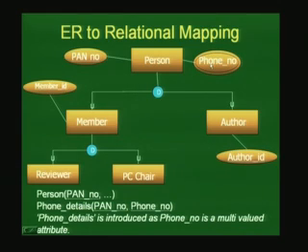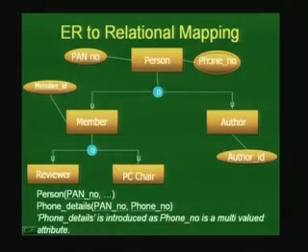Now it is not incorrect. It is not incorrect if I associate member ID with phone number as well. In phone details, it is not incorrect if I say member ID plus phone number, or if I say author ID and phone number. But it is bad design. Why is it bad design?